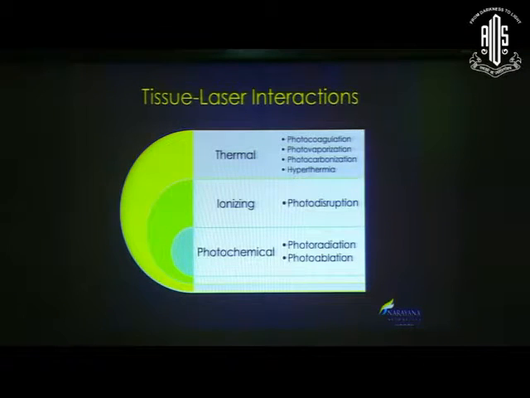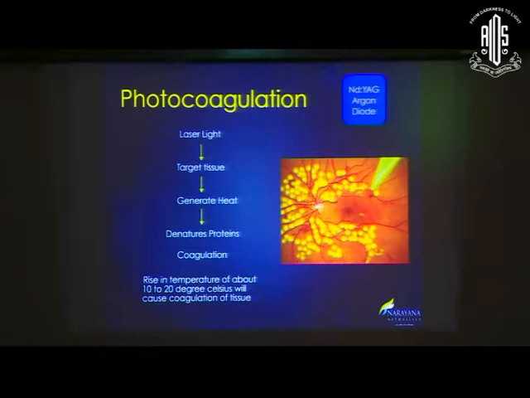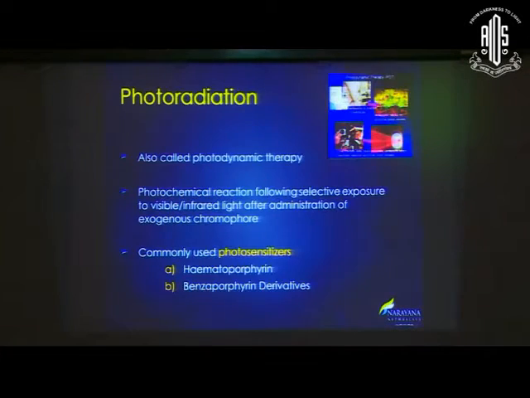When you look at the thermal reactions, there's photocoagulation, vaporization, carbonization, and hyperthermia. With ionization, we use it for photodisruption, and photochemical is for photoradiation and photoablation, each one of them used for various therapeutic modalities. In photocoagulation, the laser light reaches the target tissue, generates heat, denatures the proteins, leading on to coagulation. There's a rise in temperature of about 10 to 20 degrees Celsius, which will of course cause coagulation of the tissue. So you can see how the lasered tissue appears.